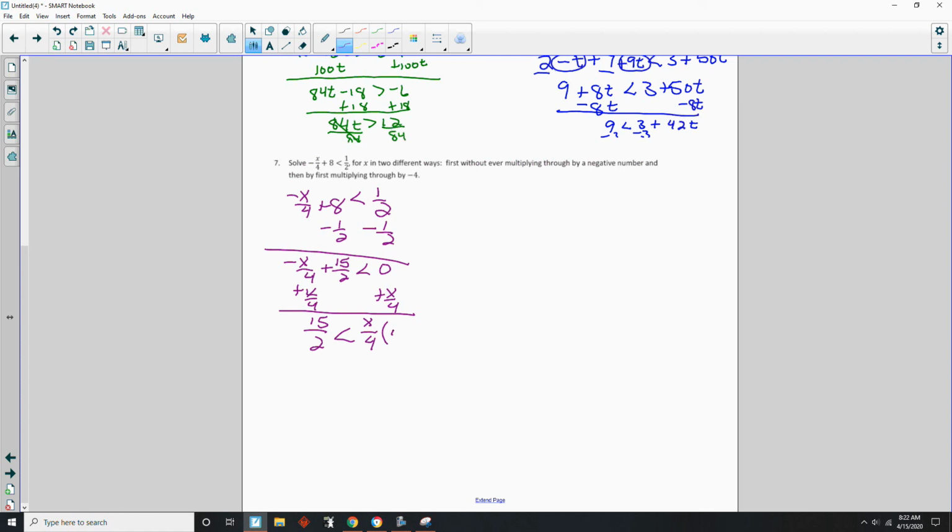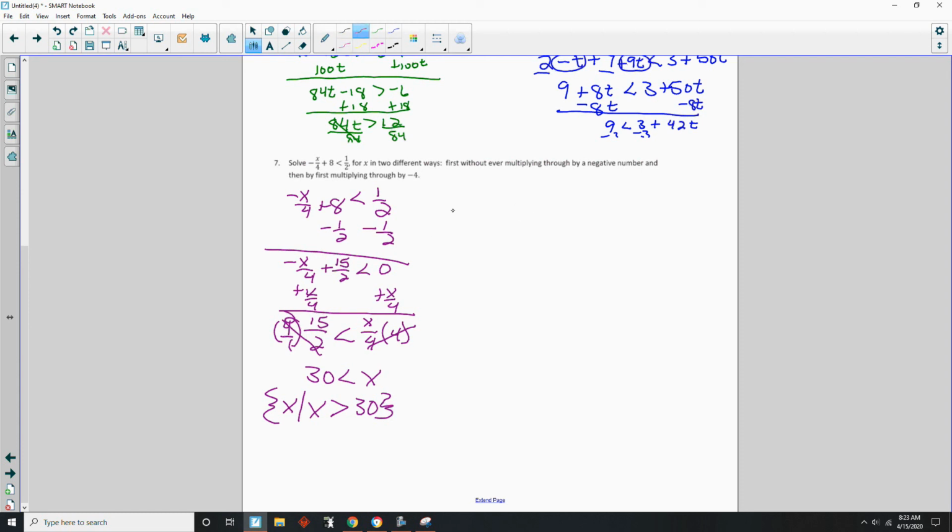Then I'm going to multiply both sides by 4. Think of that as 4 over 1. And those would reduce to 2. 2 times 15 is 30, is less than, these cancel, x. So 30 is less than x, and I could rewrite this as x is greater than 30. I always like to have my variable on the left, especially when graphing, because this tells me the direction it's going on the number line. So there we go. We did it without multiplying through by a negative.